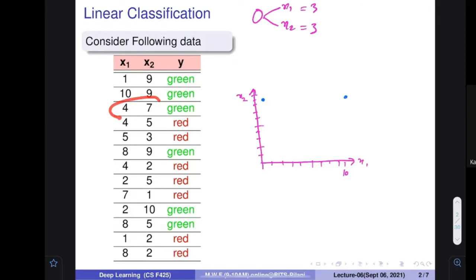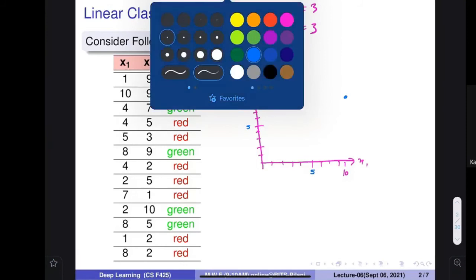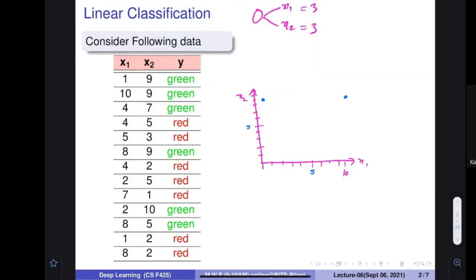Next is 4, 7. So where is 4? 1, 2, 3, 4. And for 7, we count 1, 2, 3, 4, 5, 6, 7. So very easily we can plot it. The third point is 4 and 7. This is the data point. So you do it in this particular way.